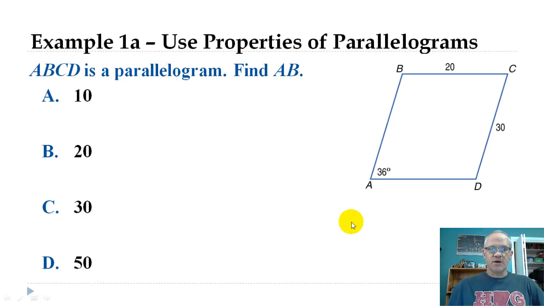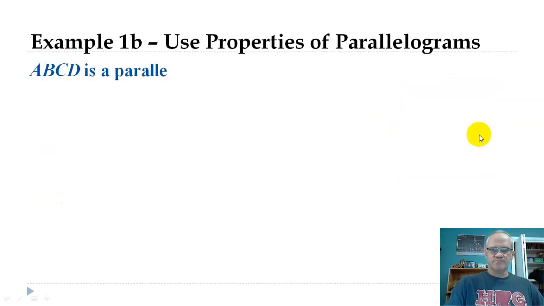All right, ABCD is a parallelogram. We want to find AB. Well, here's AB right here, and that's a side. What do we know about the sides? The opposite sides are congruent. So if I want AB, I just look to the opposite side. That's 30. So it looks like the answer should be 30, and yes, it is. So AB over here would also be 30, just like this side over here.